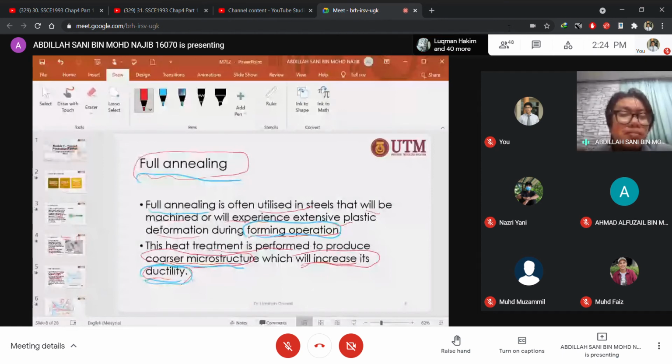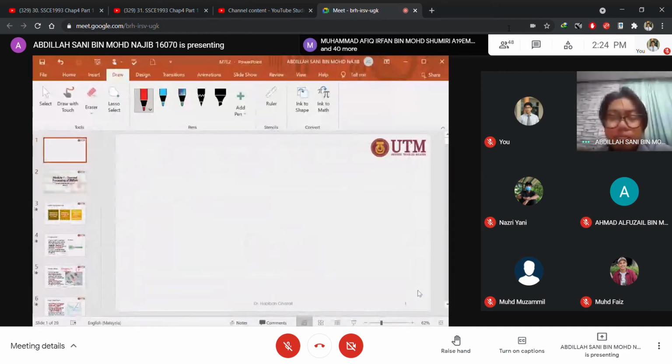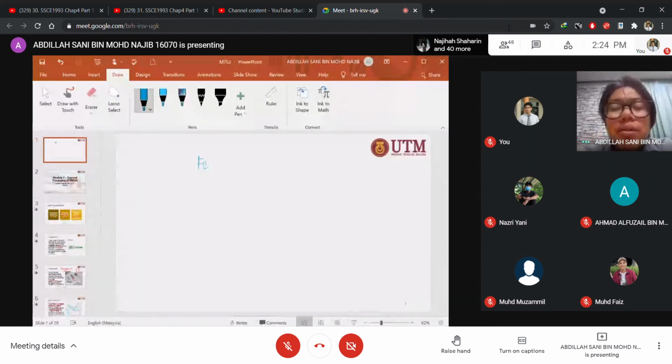Just in short, a short recap, because we do have that luxurious time. So when we talk about iron, we have this iron. It has three electrodes. The first one is alpha, gamma is at the middle, and this one is delta.